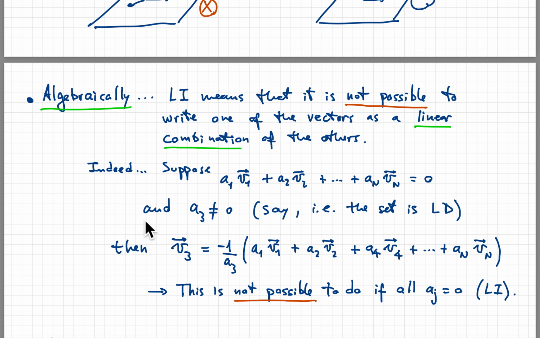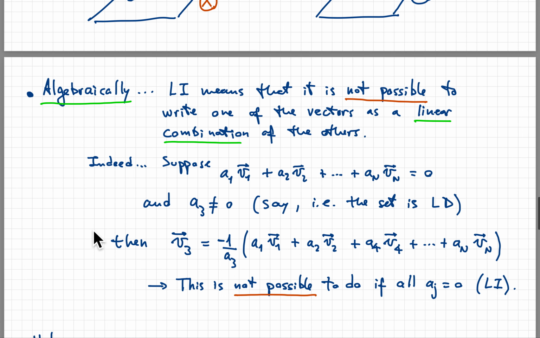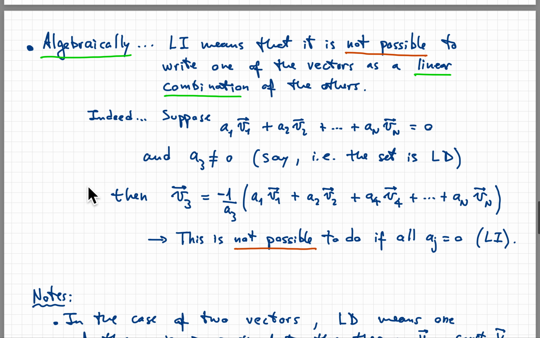This is possible to do because the set is linearly dependent, and so there's one of them that is non-zero. If the set were linearly independent, we would not be allowed to do this. It would simply not be possible, because if this is equal to 0, then the only combination is where all the a's are 0 and you cannot divide by any of them. And so you cannot write one of them in terms of the other. So that's another way to look at linear independence.